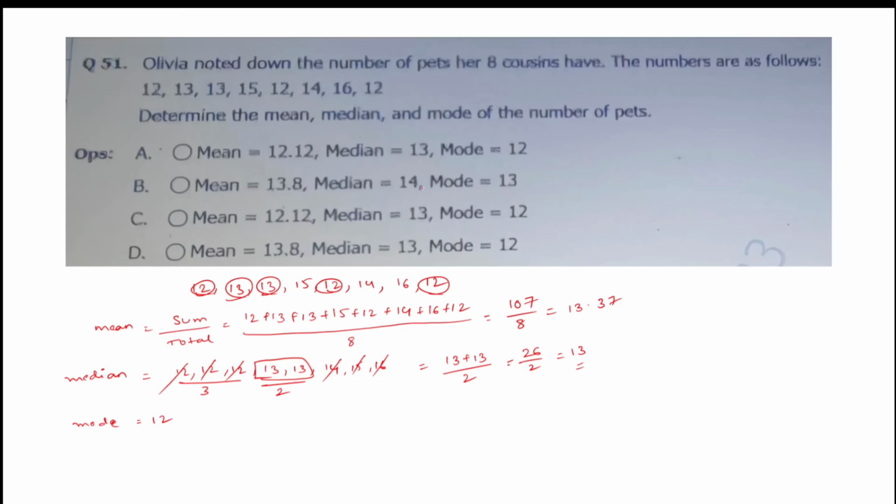So check the option according to that. Here the correct option is option D. But here the mean value is given wrong. It is given as 13.8, but we will get the answer as 13.37 only. But the remaining answers are correct. That is, median is 13 and mode is 12. So we need to select option D only. Let's see the next question.